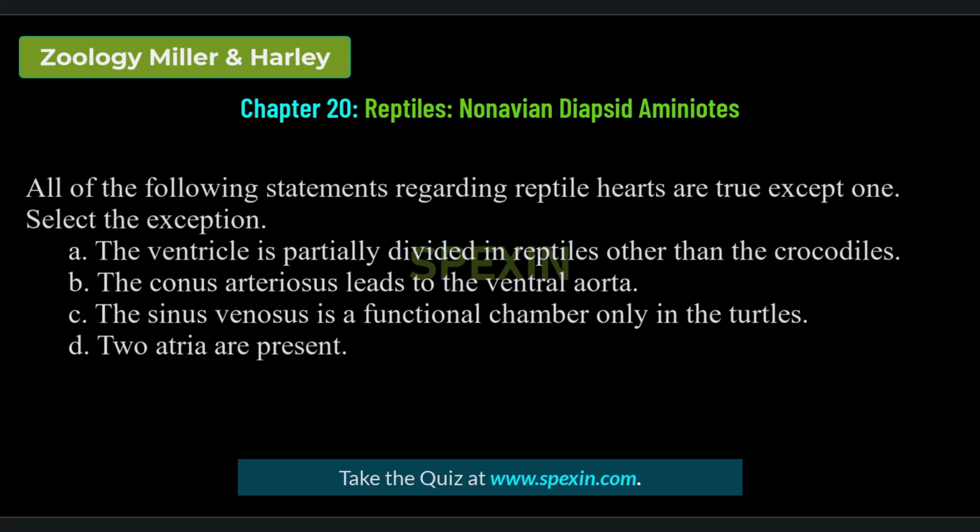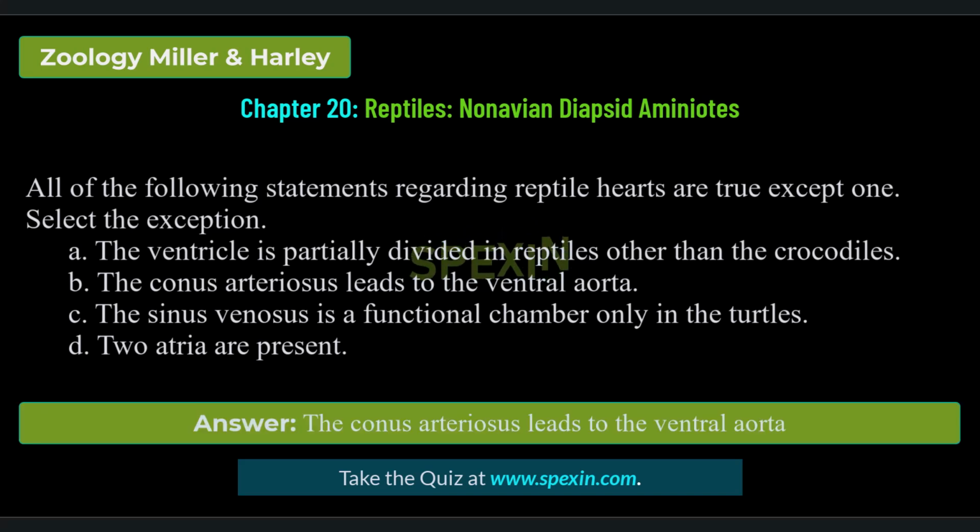All of the following statements regarding reptile hearts are true except one. Select the exception. The ventricle is partially divided in reptiles other than the crocodiles. The conus arteriosus leads to the ventral aorta. The sinus venosus is a functional chamber only in the turtles. Two atria are present. Correct answer: the conus arteriosus leads to the ventral aorta.